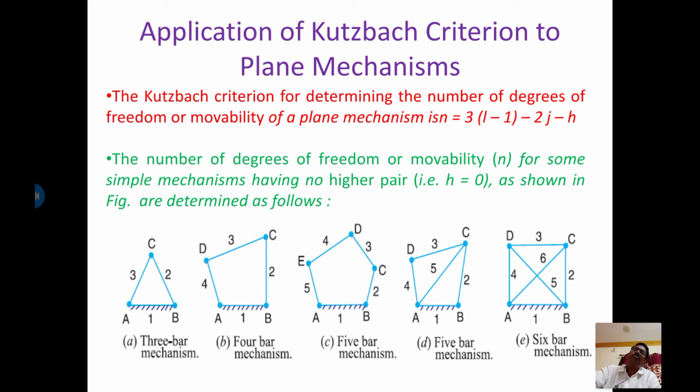So 3 into (5 minus 1) is 12, minus 2 into 6, 12, gives 0. Therefore, the degrees of freedom will be 0 for the 5-bar mechanism in figure D.